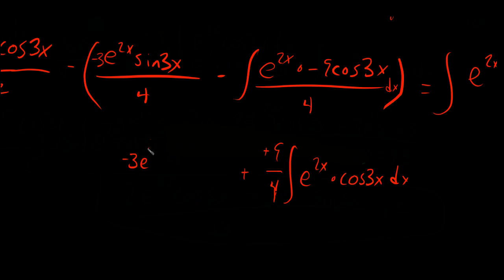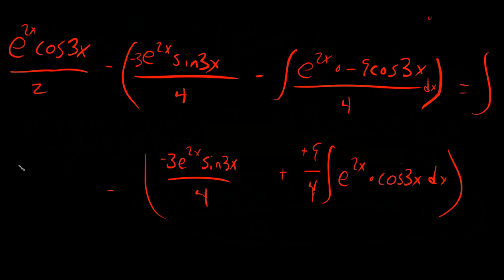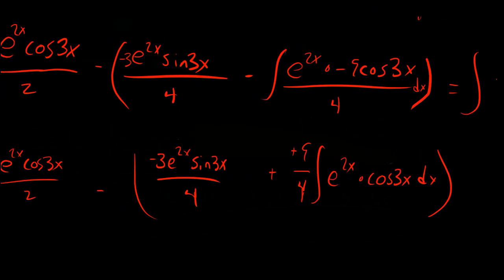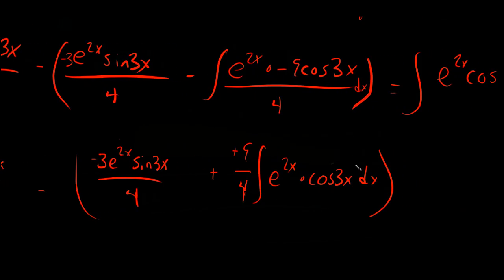Negative 3e to the 2x sine 3x over 4. And then this entire thing minus, oh, my bad, e to the 2x cosine 3x over 2. Okay, so now you're thinking, this is great. Now we have this in the thing. So what do we do with this?